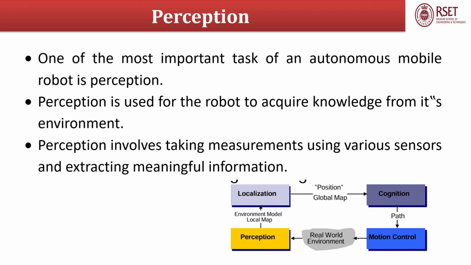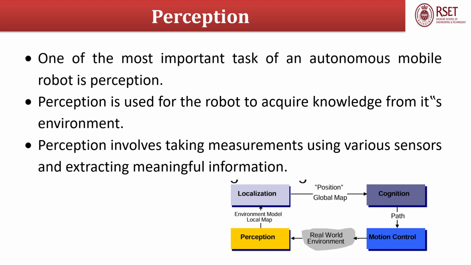Perception. Perception is one of the most important tasks of an autonomous mobile robot. It refers to the ability of the robot to acquire knowledge from its environment. Perception involves taking measurements using various sensors and extracting meaningful information from those measurements. This information is essential for tasks such as navigation, obstacle detection, localization, and decision making. Without perception, a mobile robot cannot interact intelligently with its surroundings.